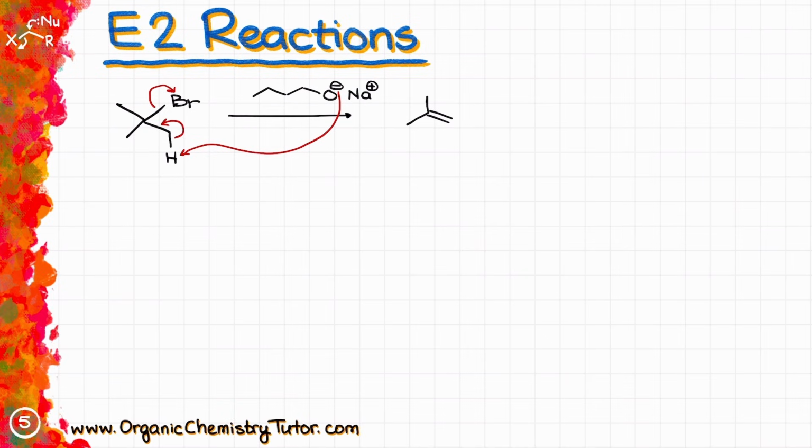There are a couple of important requirements, however, for E2 reactions, and probably the most important requirement is that the leaving group and the hydrogen that you are trying to eliminate from your reaction must be anti-periplanar to each other, or trans if we are talking about cyclic molecules.